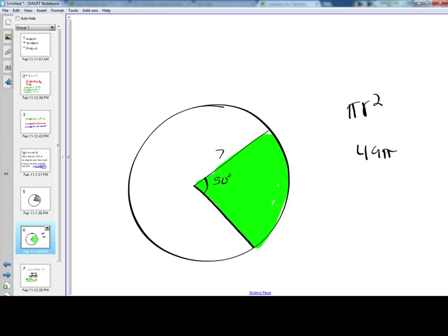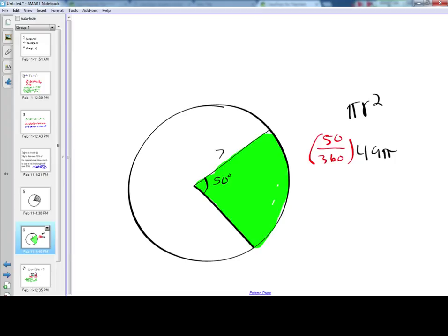But I don't want the whole circle. I want a portion of it, don't I? How much of it do I want? I want 50 degrees. So here's the magic key right here. Kind of like the percentage of. Here's where I'm going to multiply what I want of the circle. And I want 50 degrees out of 360.